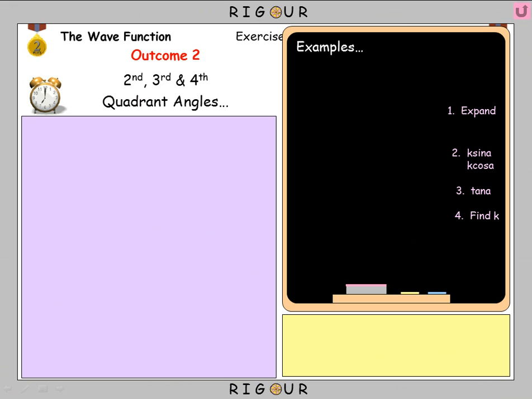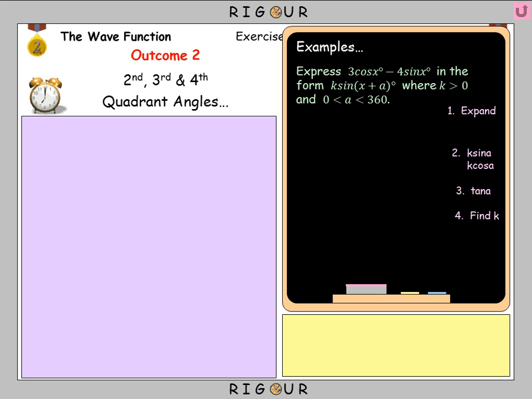Okay, moving on to section 2, the CAST diagram, where we're going to look at second, third and fourth quadrant angles. So a very similar question, 3 cos x minus 4 sin x in the form k sin(x + a). The key steps are still on the board. Using the formula sheet we're going to expand this, so it's going to give us k sin x cos a plus k cos x sin a. And again you need to remember to include those k's in the expansion. So same as before, k sin a and k cos a next.